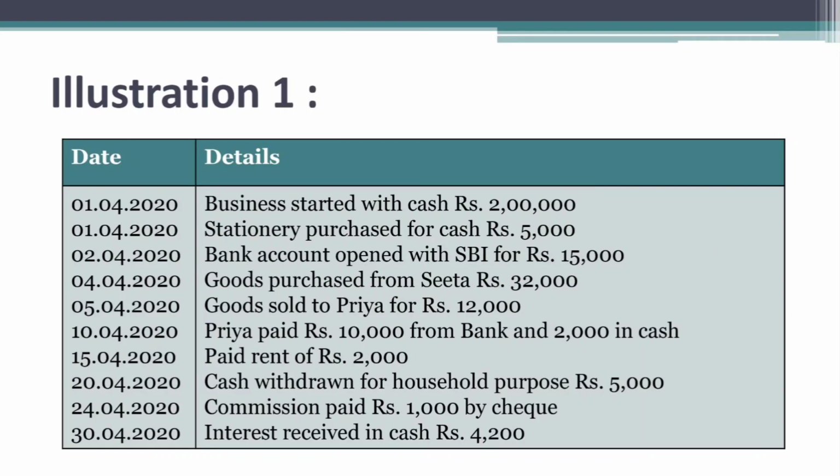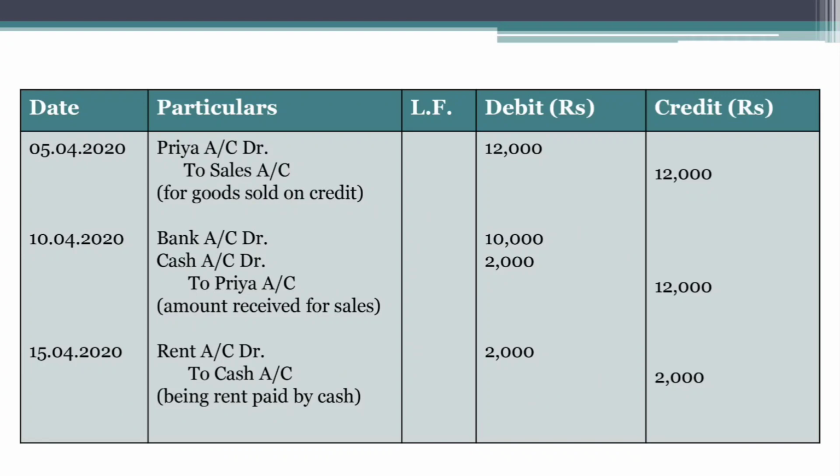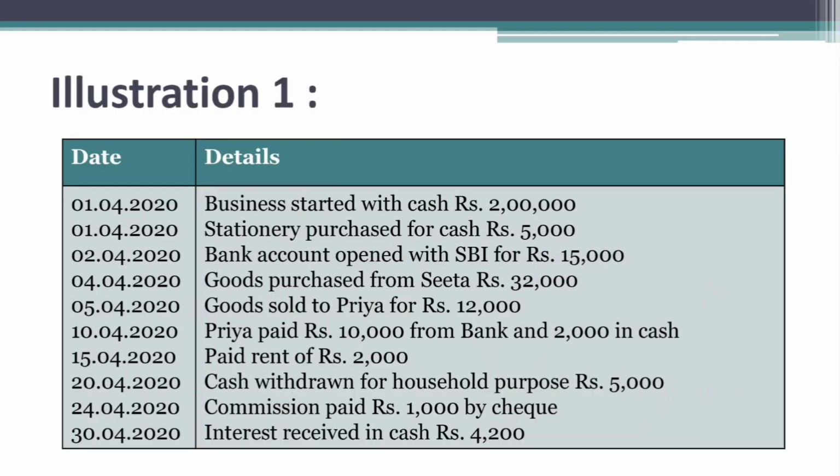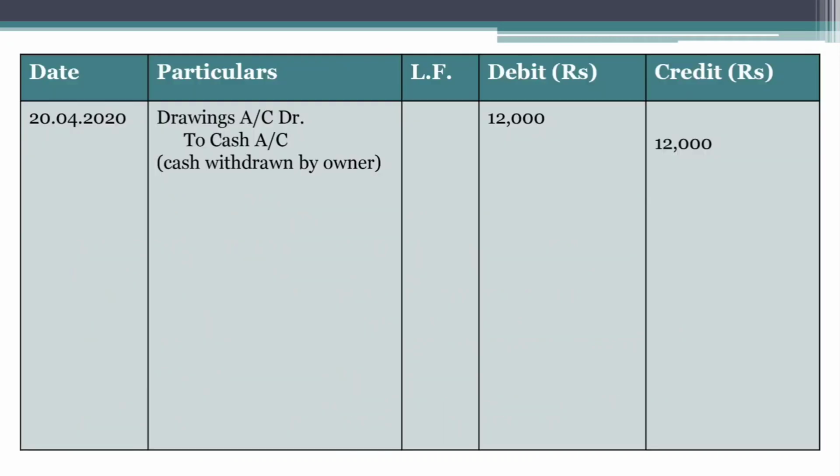Paid rent of Rs 2,000. In this case, rent is an expense for the company, so we debit rent account with Rs 2,000. Cash withdrawn for household purpose Rs 5,000. Do you know what is it called? Yes, the drawings account. So we debit the drawings account and credit the cash account with Rs 5,000.